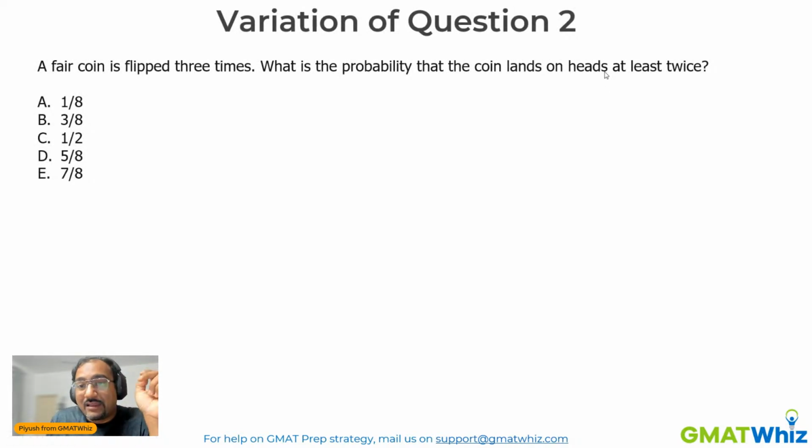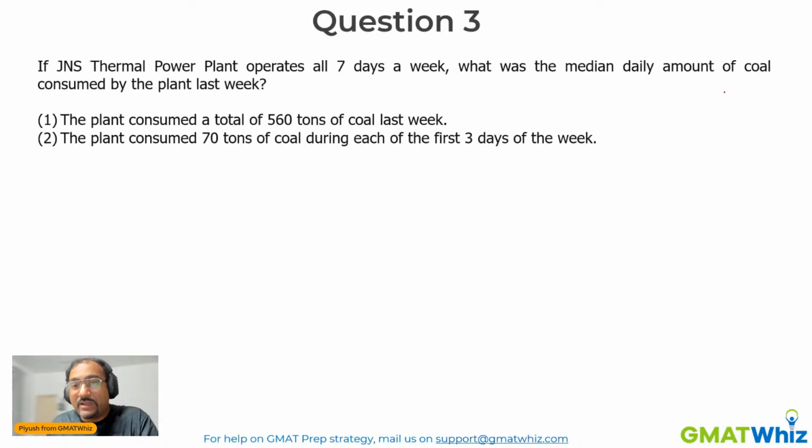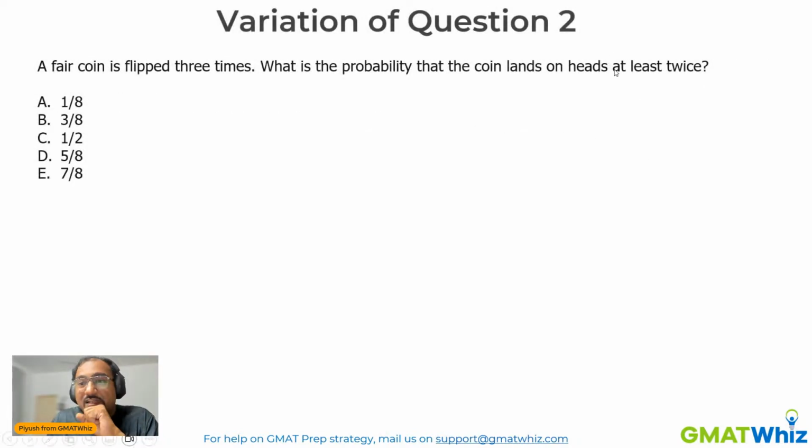Now I am asking, what is the probability of the heads occurring at least twice. Not exactly twice, but at least twice. That's the only change that I have made.